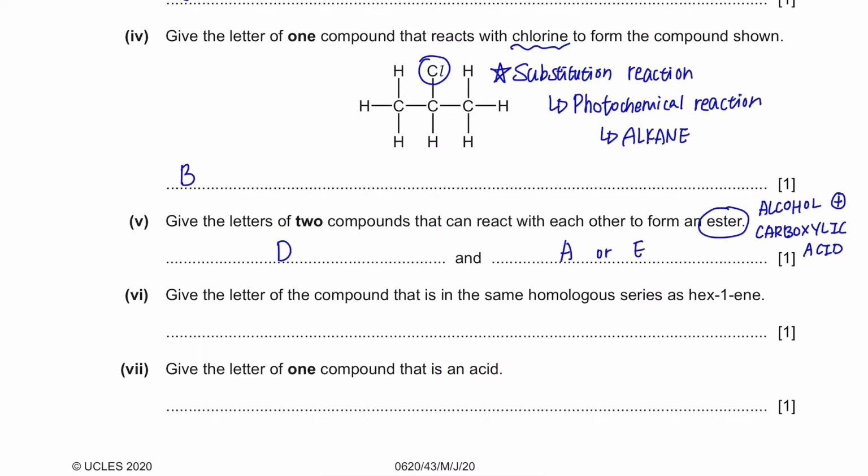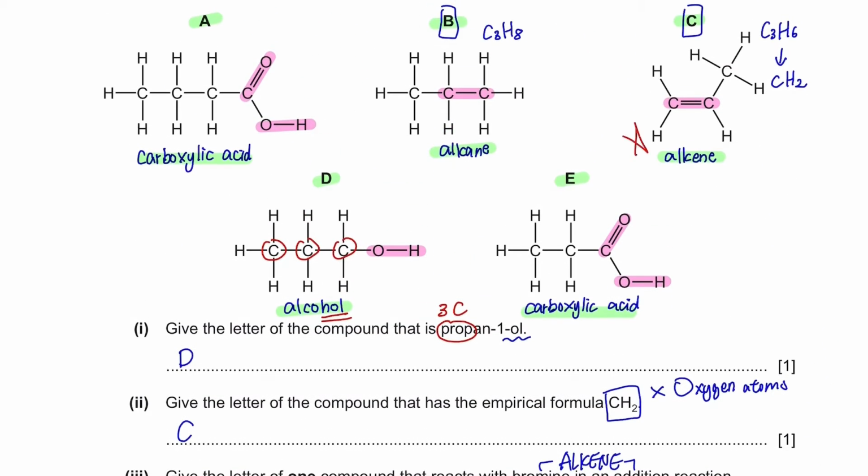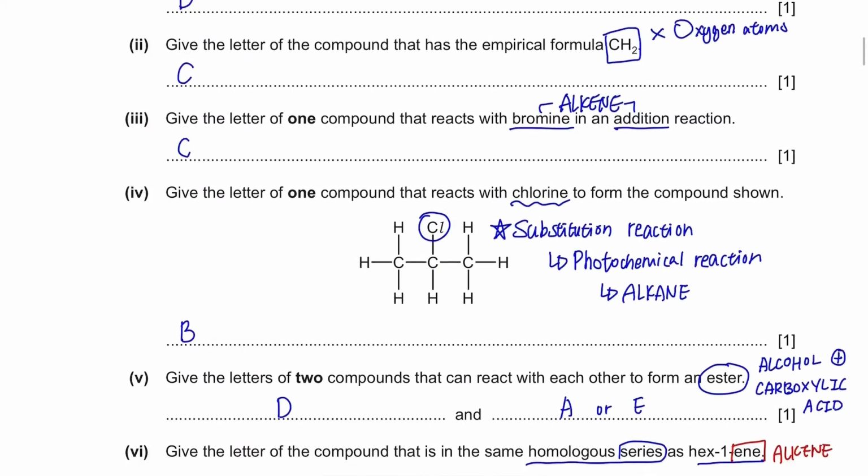Give the letter of the compound that is in the same homologous series as hex-1-ene. You just need to pay attention to the last 3 letters. It's ENE, which means that it's an alkene. And the alkene in our diagram was compound C. So the answer is C.